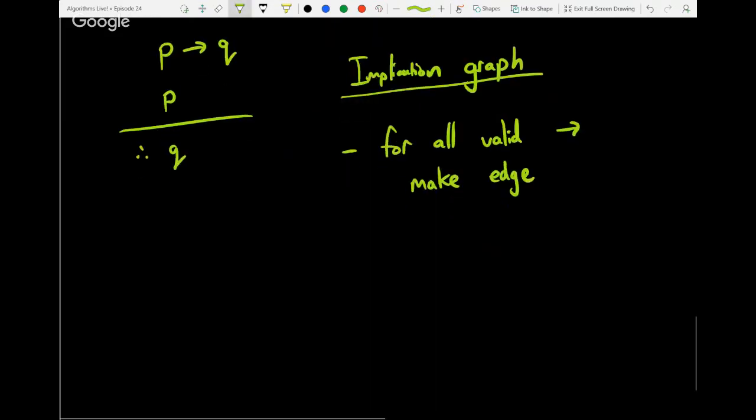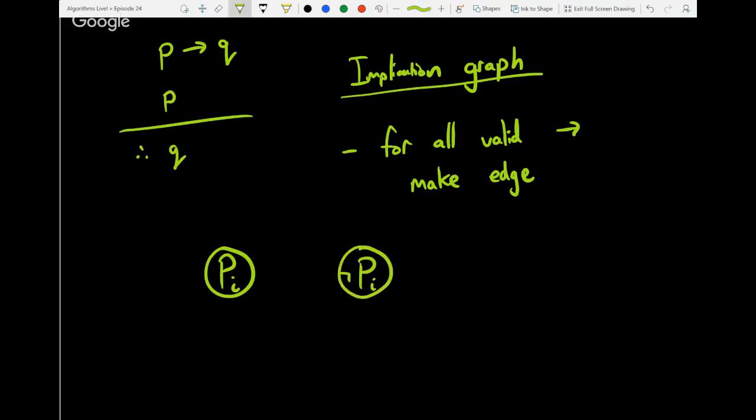And what are the nodes? Well, the nodes look like this. If you have a variable that can be true or false, we're going to add both that variable and its complement. So that's how we're going to be thinking about these. So we're making a graph for all the propositions. So Pi is true is this node, and not Pi is true is this node. And that's how we're going to make this implication graph.